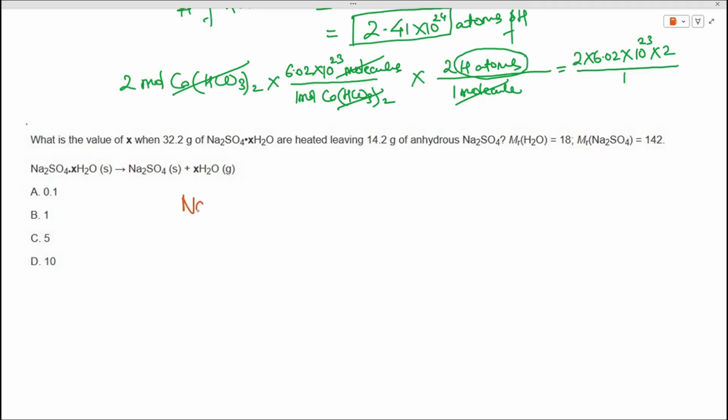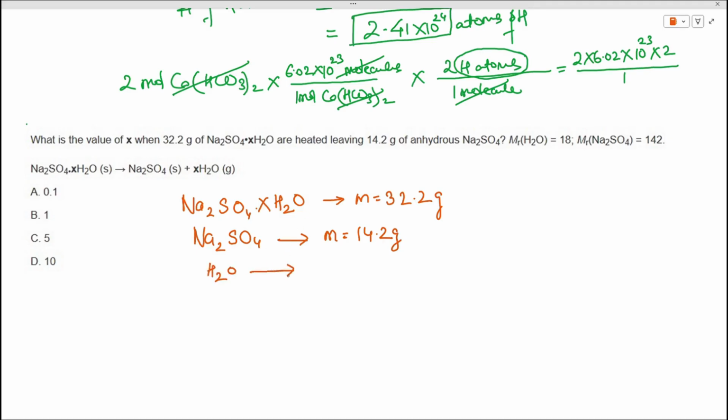So we have Na2SO4·XH2O. The total mass of this is 32.2 grams, and when we heat it, we are left with 14.2 grams of anhydrous sodium sulfate. So Na2SO4, the mass of this is 14.2 grams. So which means the water which got evaporated, the mass of that is 32.2 subtract 14.2, which is 18 grams.